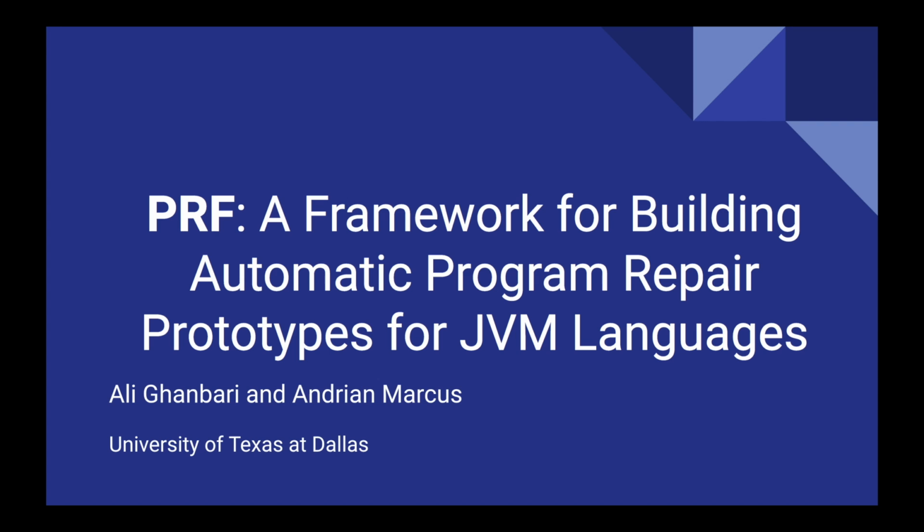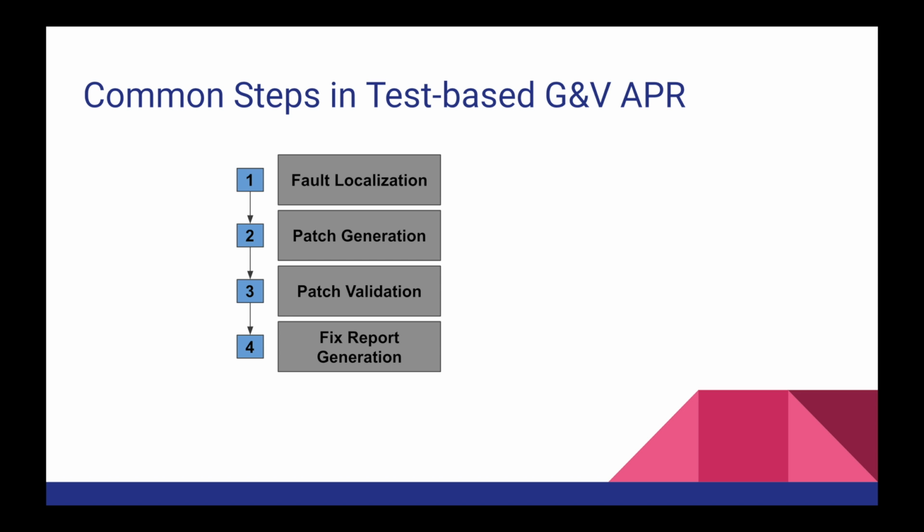Hello and welcome. This video presents PRF, a framework for building automatic program repair prototypes for JVM-based languages. By carefully examining the architecture of existing test-based generate and validate automatic program repair tools, we realize that the typical repair process in this class starts with a fault localization phase to identify faulty program locations. This is followed by a patch generation phase to generate program variants by transforming the identified locations. Then the set of test cases are executed against the generated patches to identify the ones that pass all the test cases. Finally, the set of plausible patches are post-processed before reporting them to the user.